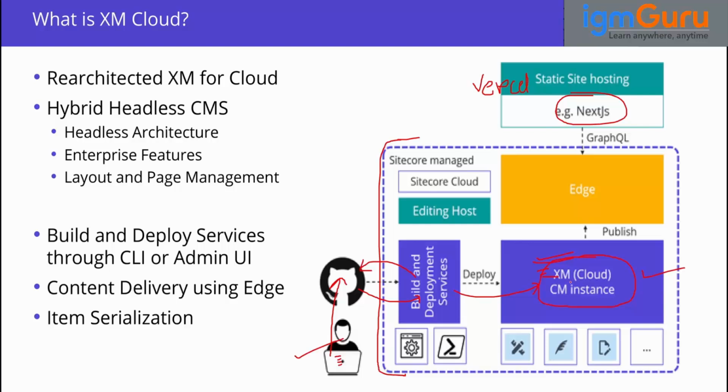Whenever you have this XM Cloud, you can publish your content from it. Whenever you publish, it will go onto the edge. What is edge? It's a CDN, a content delivery network, which is spread across the globe. Whichever is the latest content, the edge server makes it available to your Vercel, which takes the content from there via GraphQL. We'll see this in a moment.